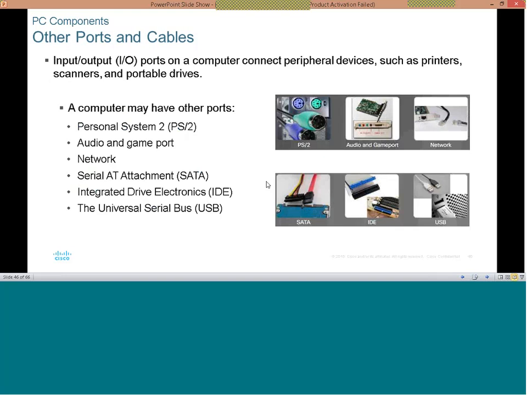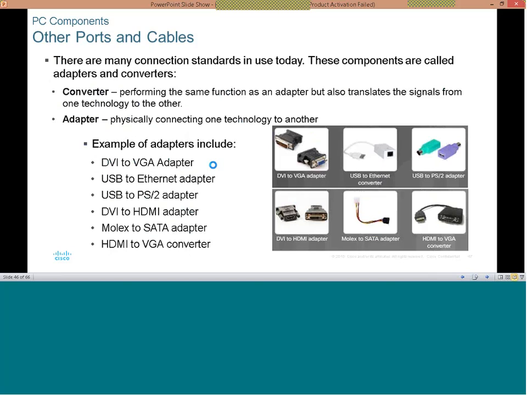So other ports and cables that are available are like your mouse, your audio, network port, photo port, IDE, and USB. These are ports that are available on the computer system. So we need to note this and then show them to our students.